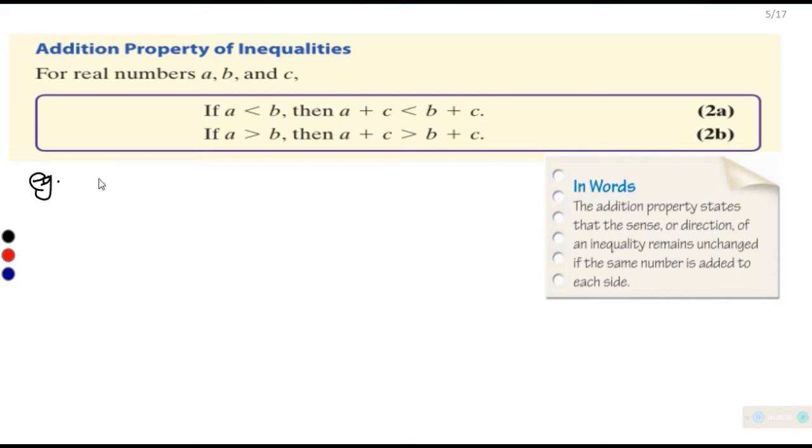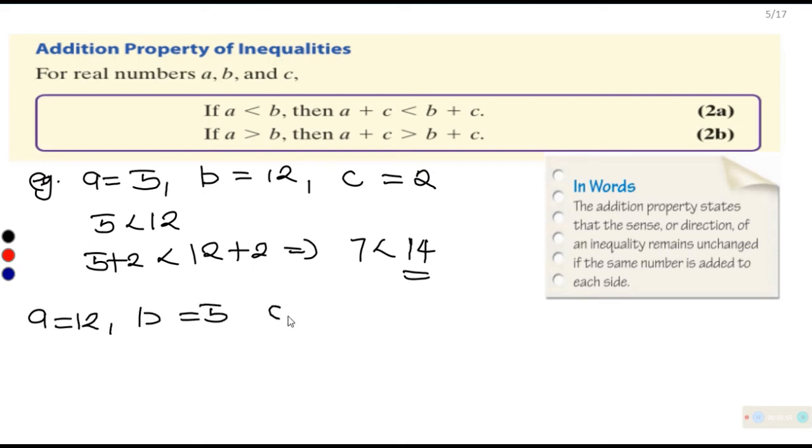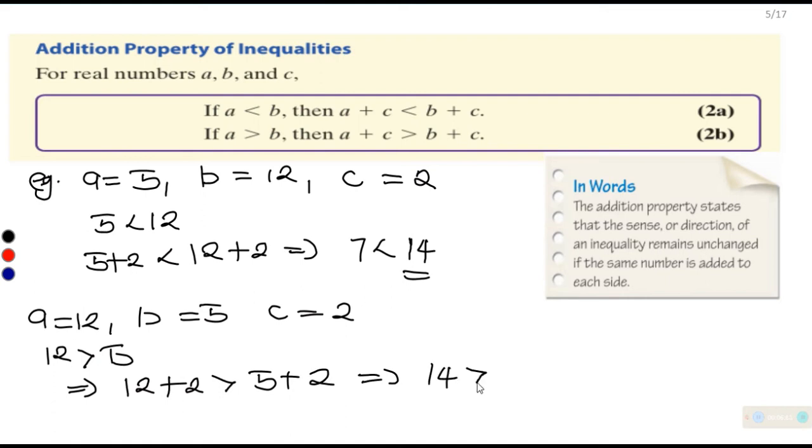For instance, let a equal 5, b equal 12, and c equal, let's say, 2. Then of course 5 is less than 12, right? Then 5 plus 2 would definitely be less than 12 plus 2, and of course 7 is less than 14. So it's true. Now let a equal 12, b equal 5, and c equal 2 as well. Then 12 is greater than 5, so it implies that 12 plus 2 will be greater than 5 plus 2. And of course, 14 is greater than 7. So you can see that it works. When you add a constant number to both sides of an inequality, it does not change the sense, direction, or sign of the inequality.